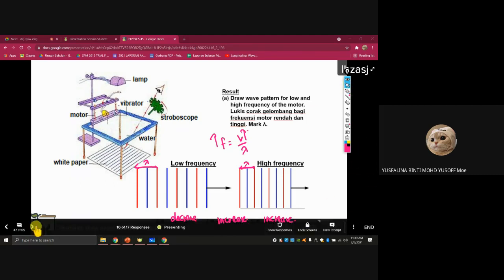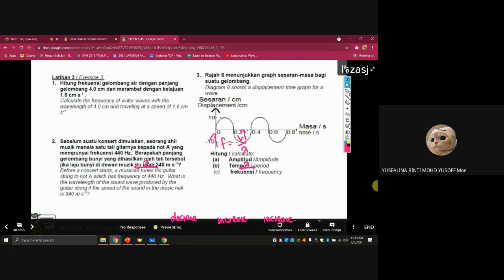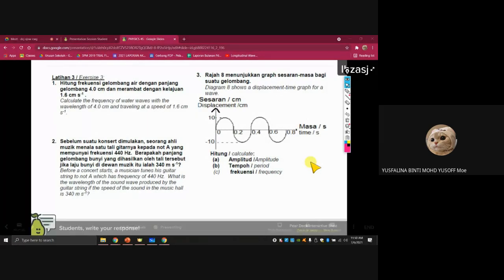Let's move on to the next one. Number 1, number 2, and number 3. Then after that, we stop. This one you have to find the frequency and it gives you the wavelength and also the speed. So it should be v equals f lambda, right?